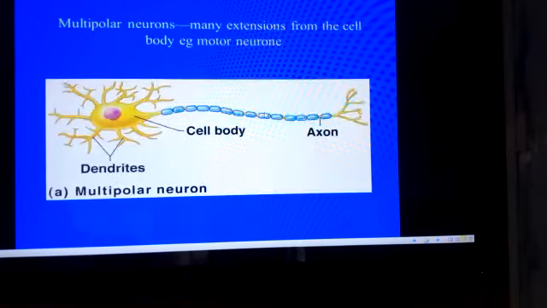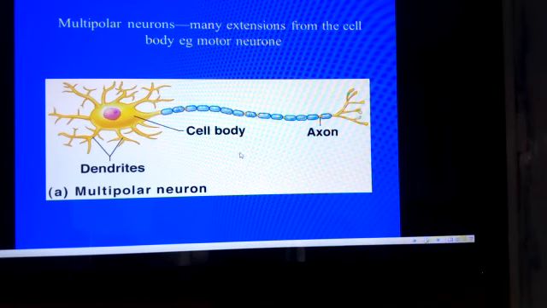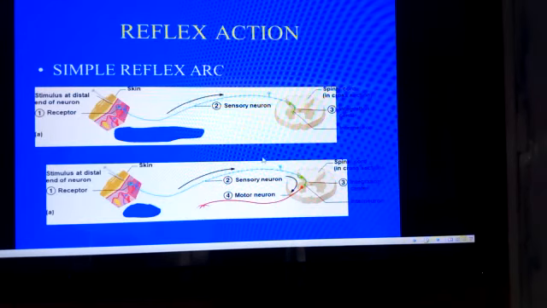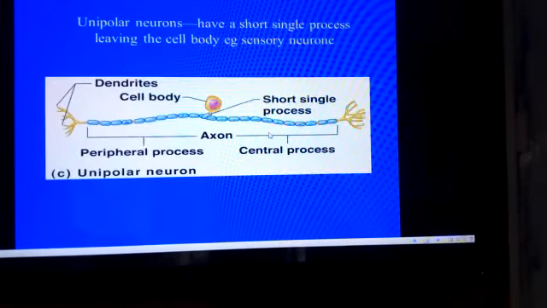So I want to believe that you're going to pay attention to this on your own. Try drawing these structures and try labeling them, and in each of the labels provide its function. In our next lesson, we are going to look at the reflex action, and I believe that you will be enjoying it. Thank you.